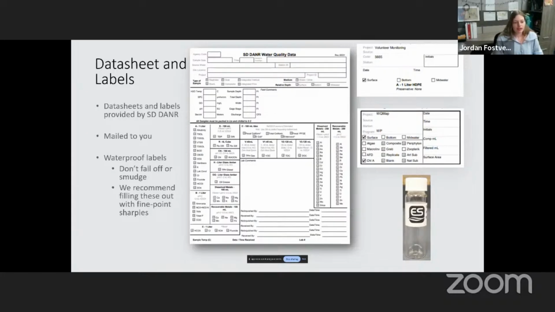This middle label is a chlorophyll A label. Date, time, initials on that as well. And then this bottom little bottle is what the microcystin looks like. It's a tiny glass vial, like 40 milliliters, and the label is already on the bottle. It is kind of difficult to write on this curved surface, but just do the best you can. And then these labels on the microcystin bottles are not waterproof. So after you collect your sample, we ask that you place them in a plastic baggie so that the ice in your cooler doesn't rub off the label.